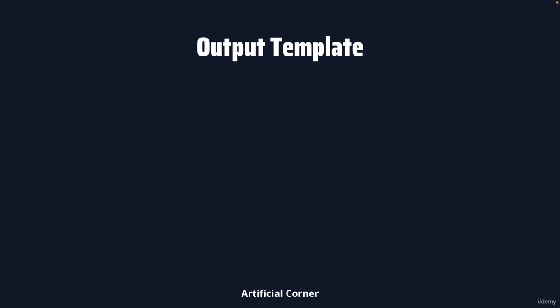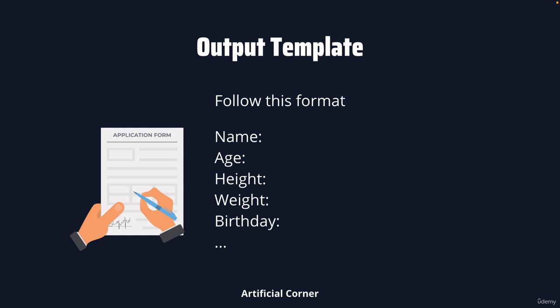Alright, in this video, we're gonna see what the output template is. The output template is just a format that ChatGPT is going to follow when giving responses. And to indicate that format, we have to use these words: "Follow this format," and then continue with the format that we want ChatGPT to follow.